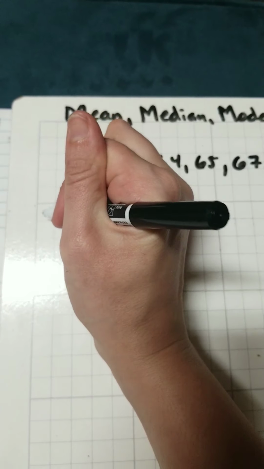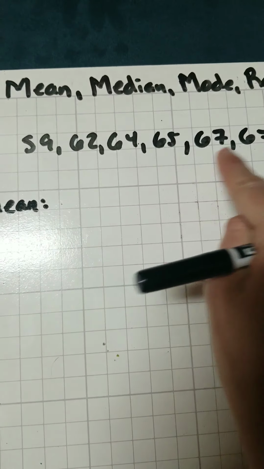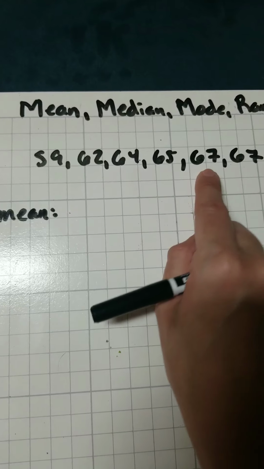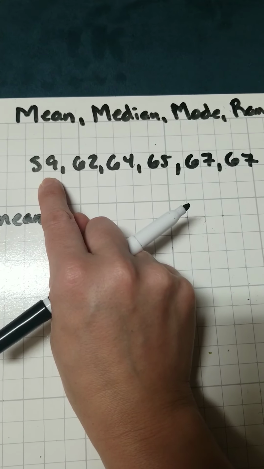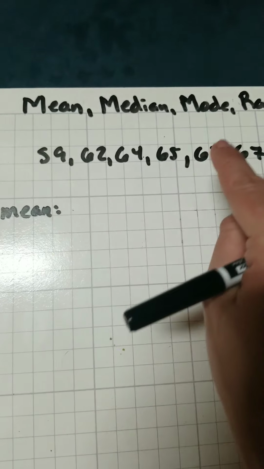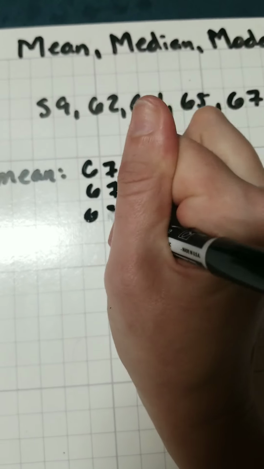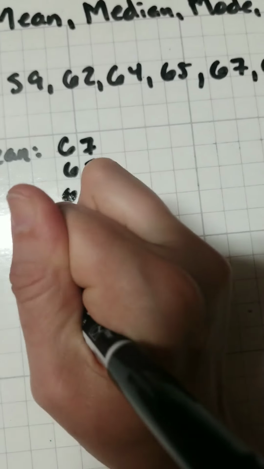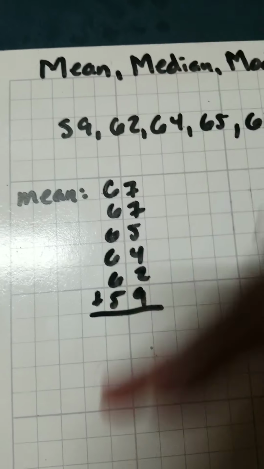So the very first thing is to find the mean. In order to find the mean, we're going to take all of these numbers and add them together. Then we're going to divide by 6, because there are 6 numbers in this data set. So let's add them together first. So we have 67, 67, 65, 64, 62, 59. I like to put them in order from greatest to least because it makes it easier when we're lining things up and adding.